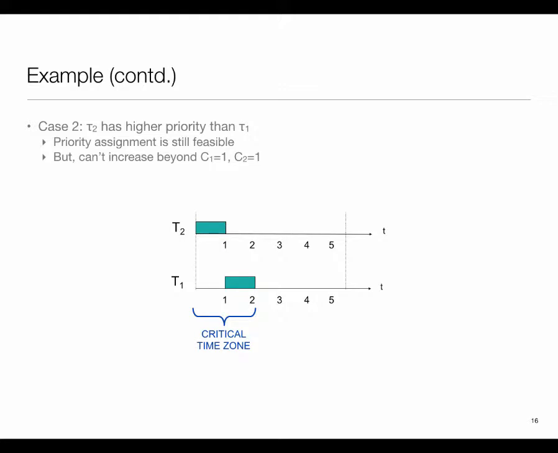Now consider the other situation. Task 2 has the higher priority. Task 1 has a lower priority. So first I check task 2: it came at t equal to 0, needs 1 unit of time, finishes much before its deadline, I'm done. Task 1 gets a lower priority, so it starts running at t equal to 1, even though it arrived at t equal to 0, and it finishes at time 2. I'm done.